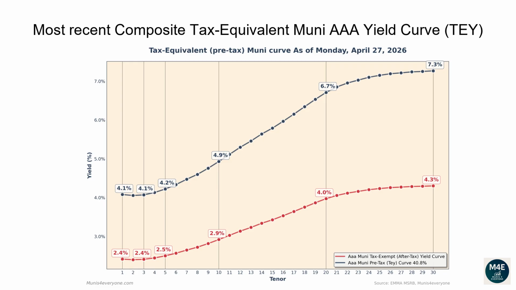The two-year tax-equivalent yield is 4.05%. The 5-year tax-equivalent yield is 4.22%. The 10-year tax-equivalent yield is 4.93%. The 20-year tax-equivalent yield is 6.71%. The 30-year tax-equivalent yield is 7.27%.